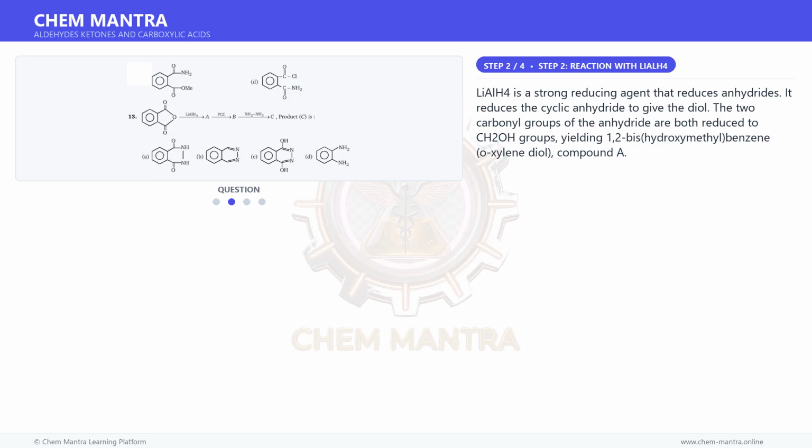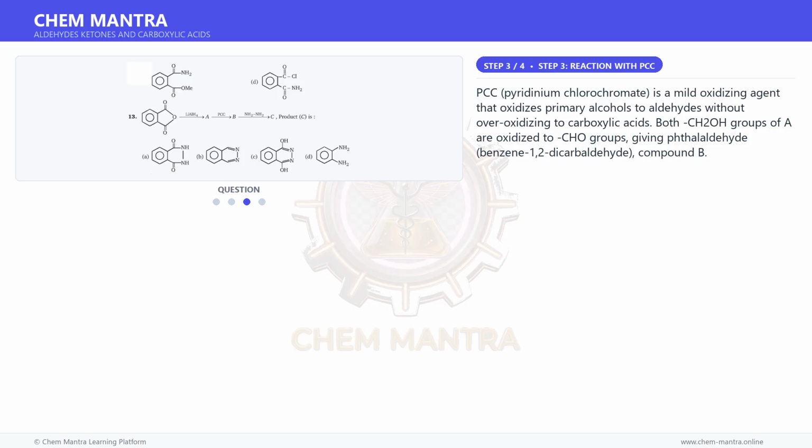Moving on to the next step. LiAlH4 is a strong reducing agent that reduces anhydrides. It reduces the cyclic anhydride to give the diol. The 2 carbonyl groups of the anhydride are both reduced to CH2OH groups, yielding 1,2-bis(hydroxymethyl)benzene, o-xylene diol, compound A.